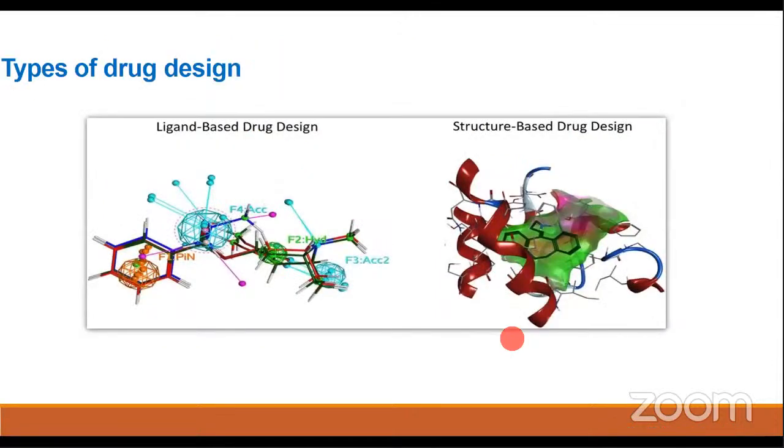As from the above slide, we can see there are majorly two types of drug design strategies. One is the ligand-based drug design strategy. Another one is the structure-based drug design strategy. In the ligand-based strategy, we do not have the protein structure or the target of the disease.